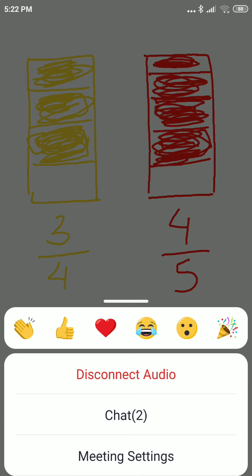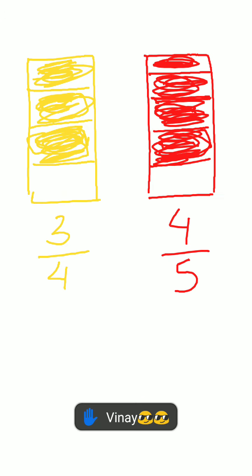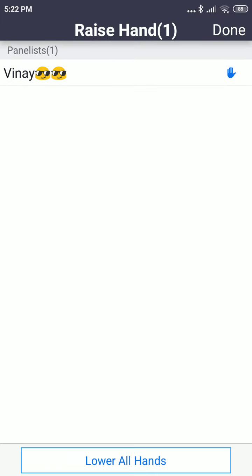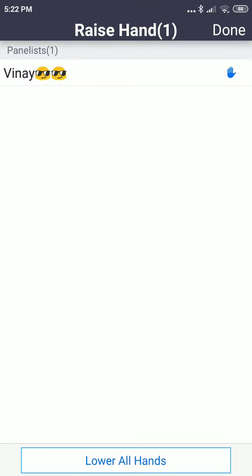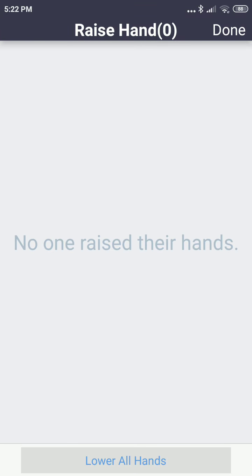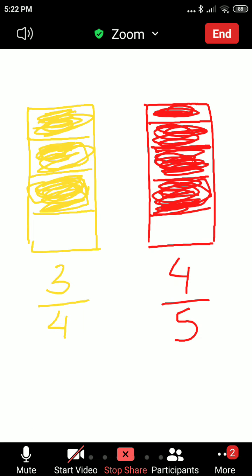Sorry, children. Okay, so keep this in mind. Keep these two chocolates in mind. Yes, Vinay. Lower your hand, Vinay, if you don't have doubt. Please try. Please, Subhashri first.